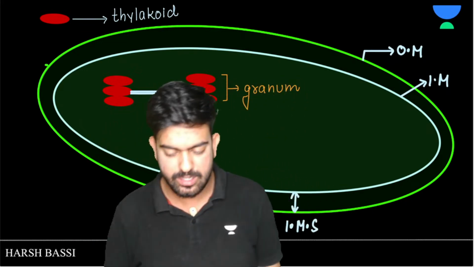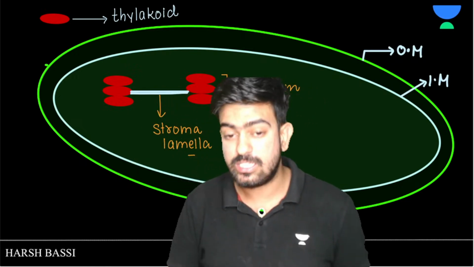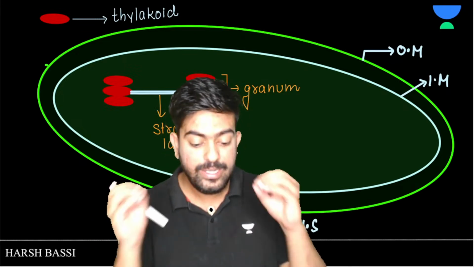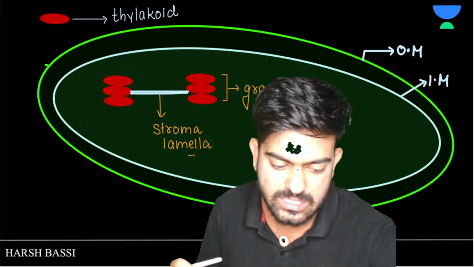Clear to everyone? Great. So now we have this intermembranal space. Now sir, the main thing is that we don't understand the granum, we don't understand the thylakoid, we don't understand these terms, right?